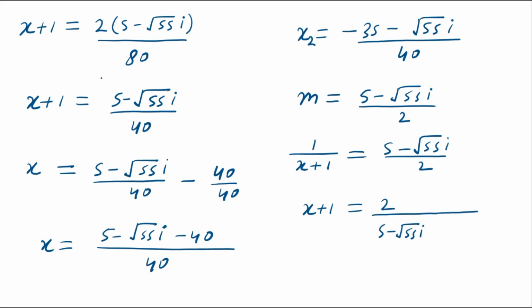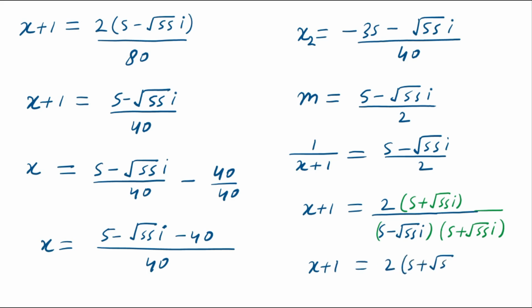Now multiply the numerator and denominator by 5 plus square root of 55 times iota. Now here x plus 1 equals 2 times 5 plus square root of 55 times iota, and in the denominator, if you solve this expression, you will get 80. On the left hand side, x plus 1 equals 2 times 5 plus square root of 55 times iota divided by 80.